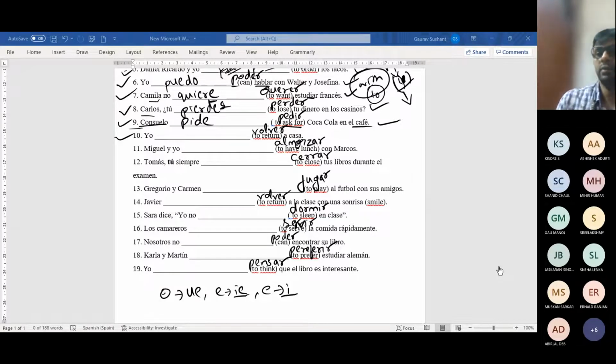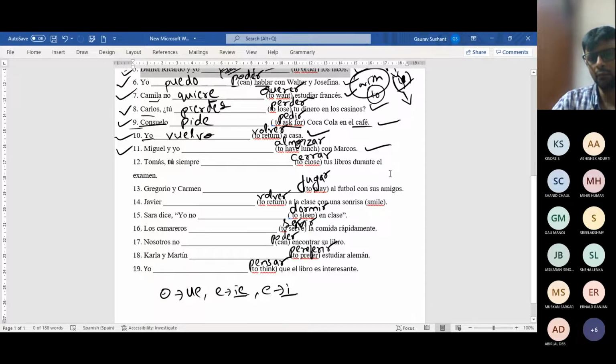Number 10, the verb is volver. Ravi Sai Teja, number 10. Yo vuelvo a casa. What is the meaning also? I return to the house. Very good. Number 11. The verb is almorzar, which means to have lunch.